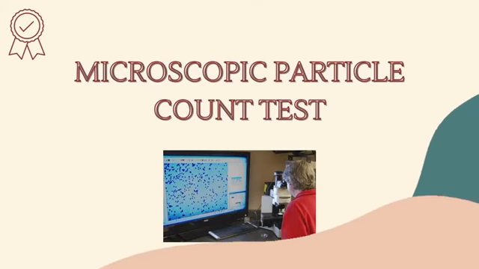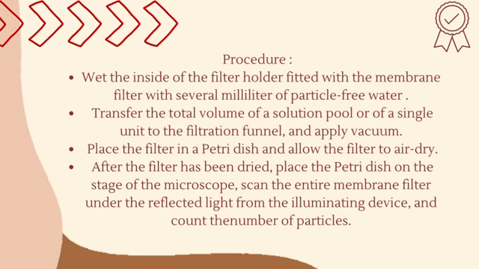Microscopic particle count test. Procedure: with the inside of the filter holder fitted with the membrane filter and several milliliters of particle-free water, transfer the total volume of a solution pool or of a single unit to the filtration funnel and apply vacuum. Place the filter in a petri dish and allow the filter to air dry. After the filter has dried, place the petri dish on the stage of the microscope. Scan the entire membrane filter under the reflected light from the illuminating device and count the number of particles.